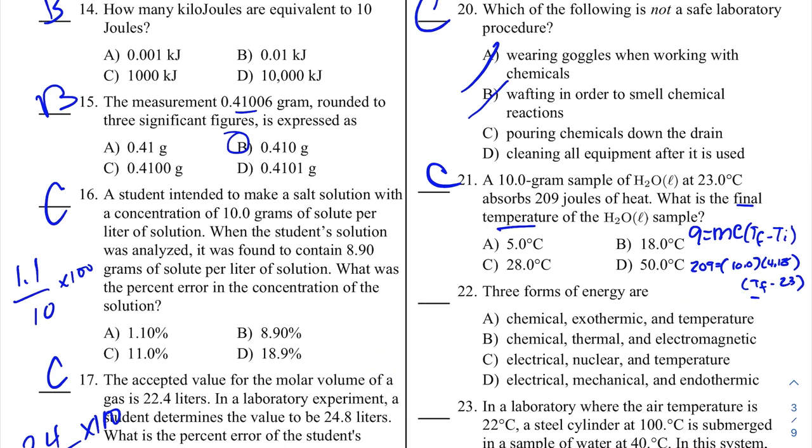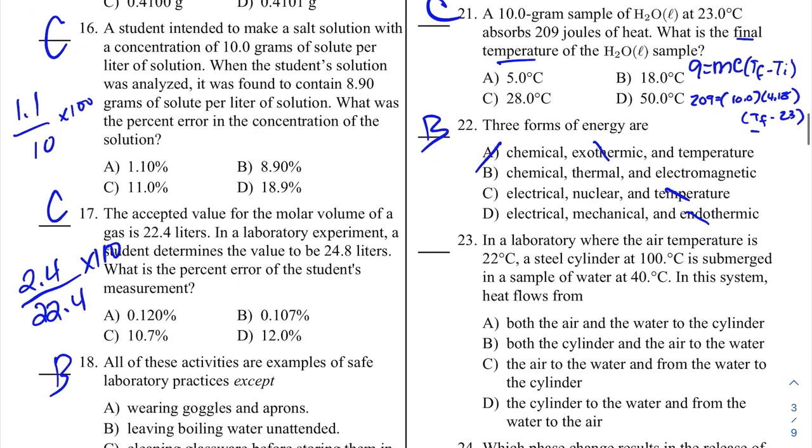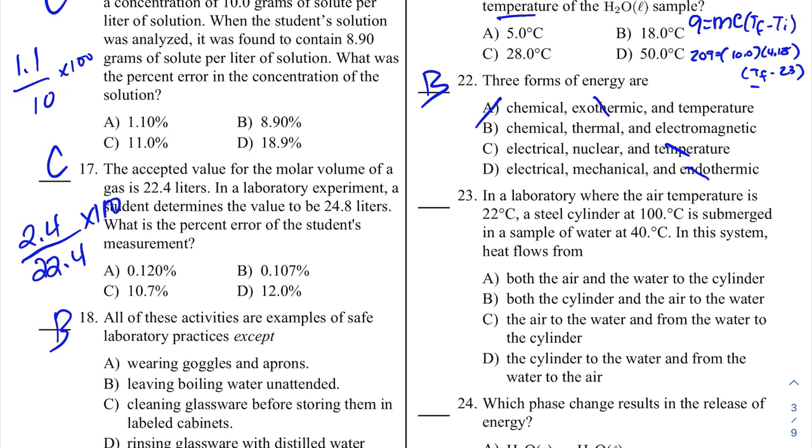Three forms of energy are chemical. I agree. Exothermic? No. Chemical, thermal, electromagnetic. Yes, that's it. Because temperature is not a form of energy, and endothermic is not a form of energy. So that was done. Remember that heat flows from hot to cold, high temperature to low temperature.